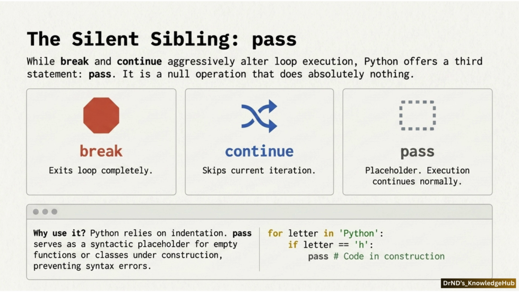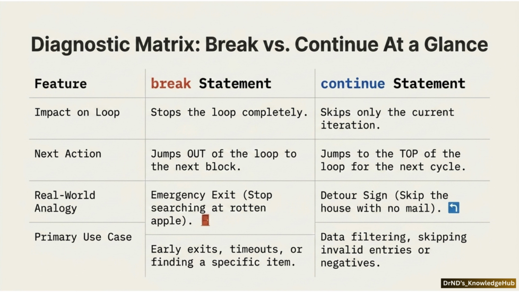Let's compare these two statements. Break stops the entire loop, execution continues after the loop, and it is used when the required task is complete. Continue skips only the current iteration, returns to the beginning of the loop, and remaining iterations continue normally. A simple way to remember this is: break means stop, continue means skip and move on. This comparison is very important because beginners often confuse these two statements.